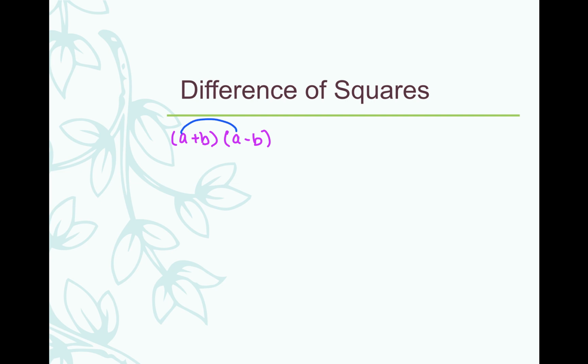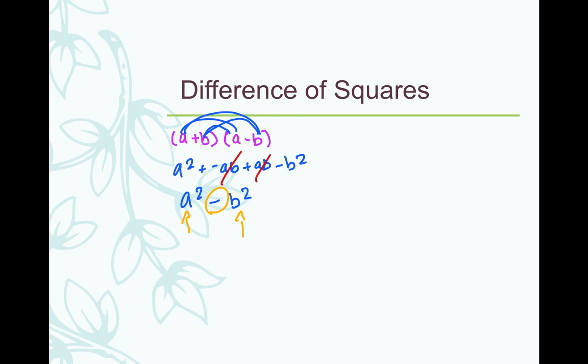Do first, a squared, plus, let's see, negative ab plus ab minus b squared. Well, the minus ab plus ab cancel out. I'm left with a squared minus b squared. That's a difference of squares, right? A difference, subtraction, of two squares, a squared and b squared.